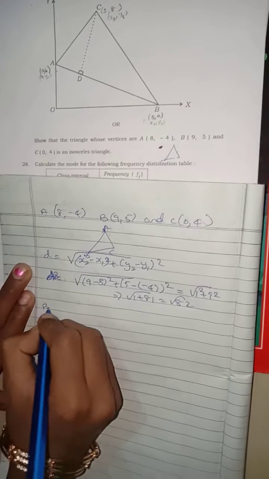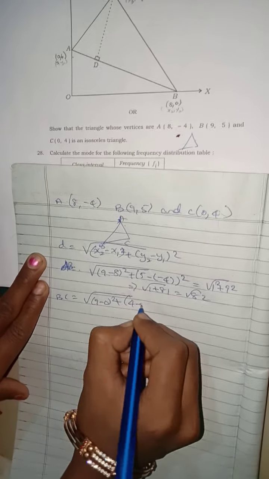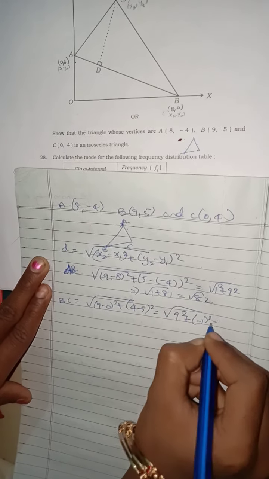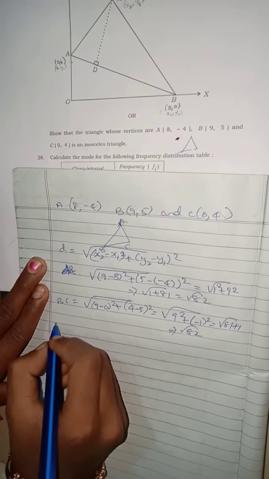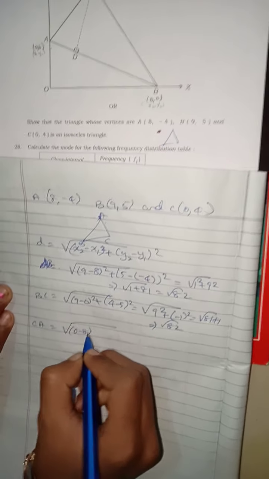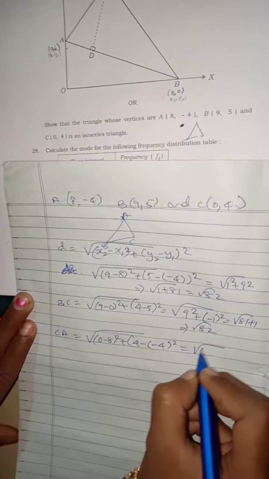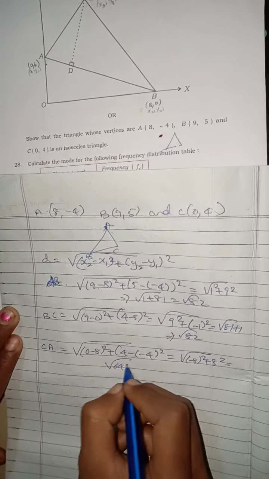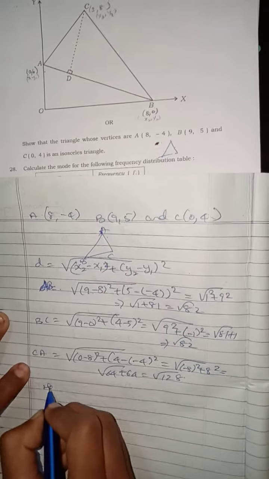Then BC is equal to root of (9 minus 0) whole square plus (4 minus 5) whole square. Then root of 9 square plus (minus 1) whole square is equal to root of 81 plus 1, which is root of 82. Then we have CA is equal to root of (0 minus 8) whole square plus (4 minus 4) whole square. Root of (minus 8) whole square plus 8 square is equal to root of 64 plus 64, which is root of 128.